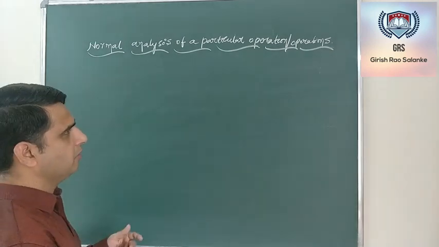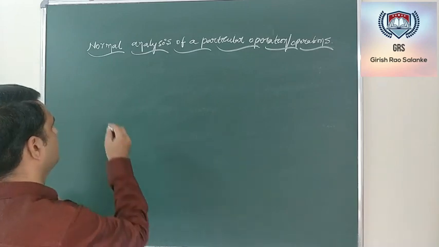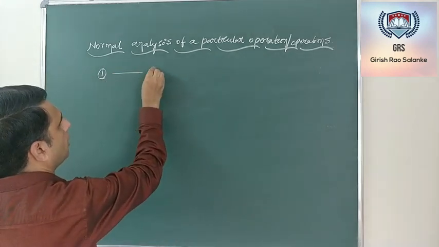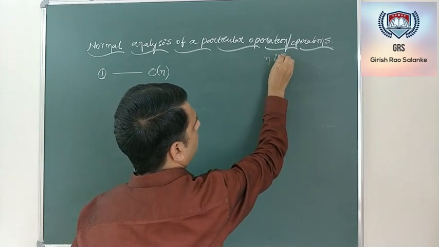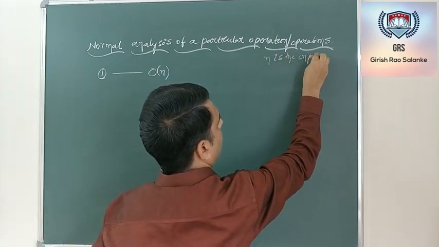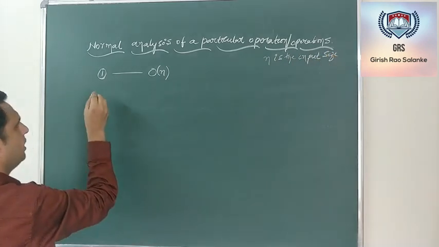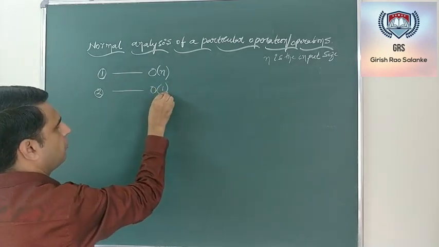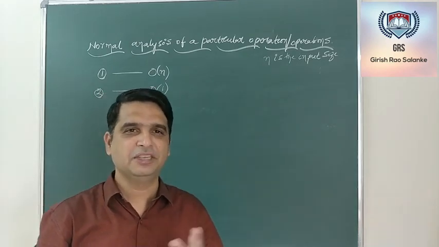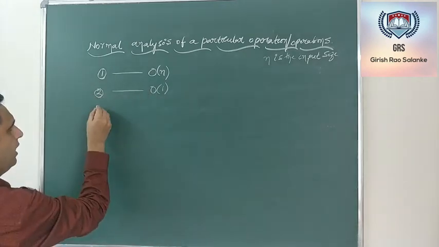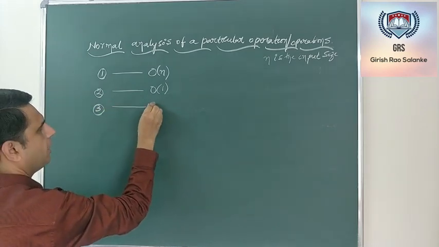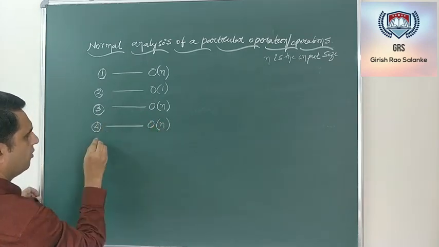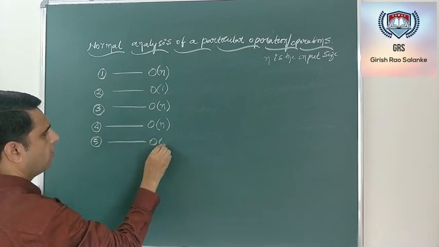Assume that when I perform the operation on the data structure for the first time, it takes order of n time, where n is the input size. Now let me assume that when I do the same operation for the second time, it takes order of one time. In the sense, it is the best case scenario for that input. If I perform the same operation for the third time, let it take order of n time. The fourth time, it takes order of n time. The fifth time, it takes order of one time, and so on.